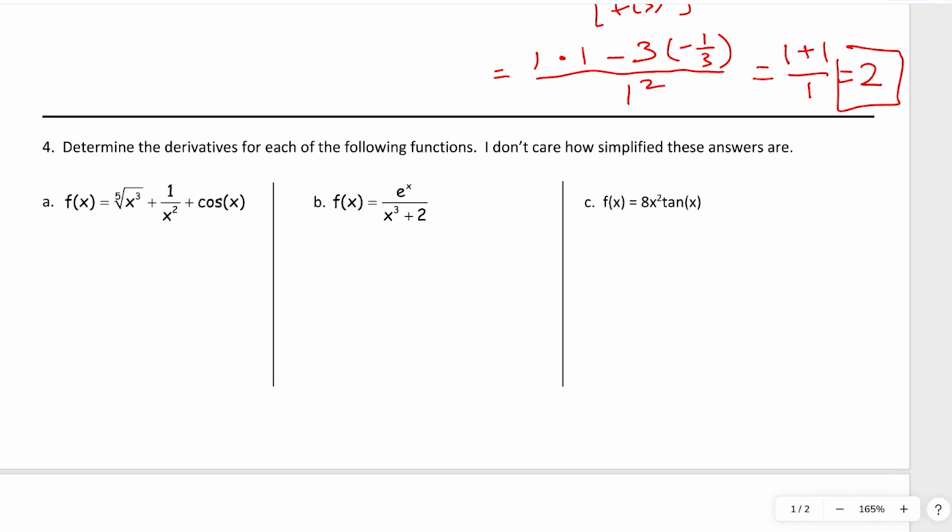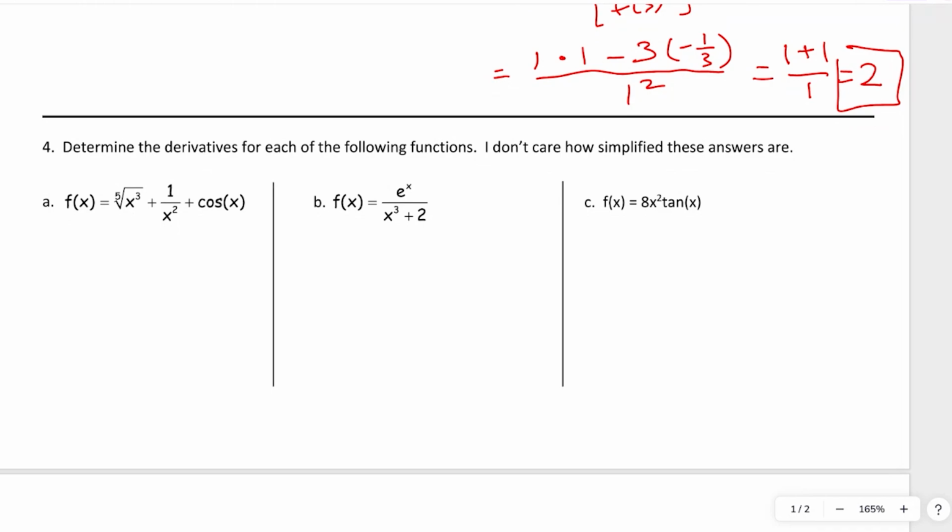Number 4 says determine the derivatives for each of the following functions. And yeah, I just don't care how simplified these are. I want you to get in the habit on the free response of just not simplifying anything. Okay, you don't need to reduce any fractions. You don't need to simplify any expressions. Once you have your answer, go ahead and box it and save yourself time and potential errors.